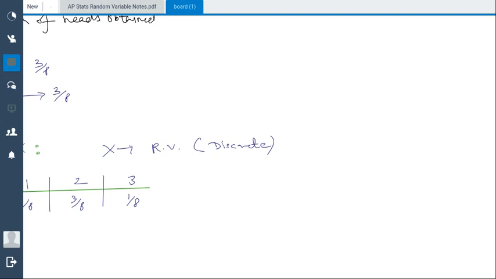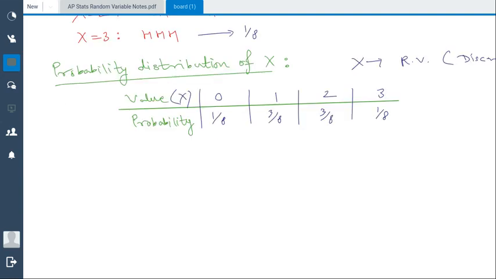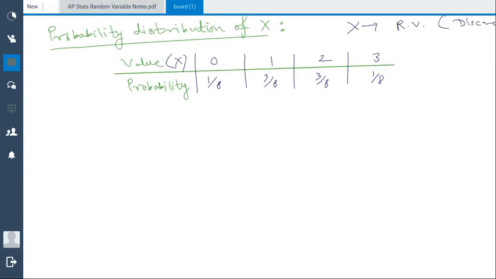My dear friend, can we make a graph for this probability distribution? Do you know what is called a histogram? Here we go. I am making a histogram. Histogram is something like this. Here I am going to write the values which x is taking, the value of x, and here I am going to write probabilities.